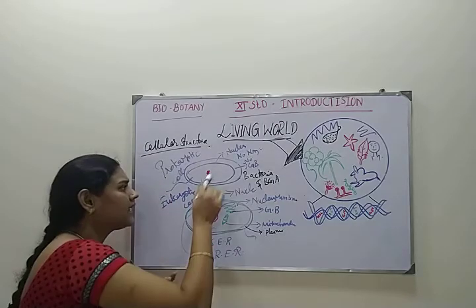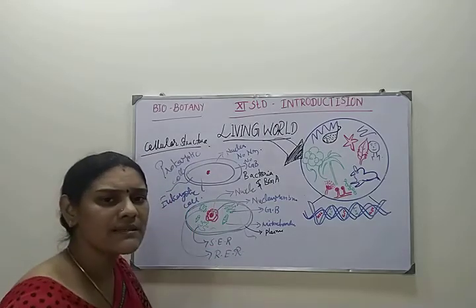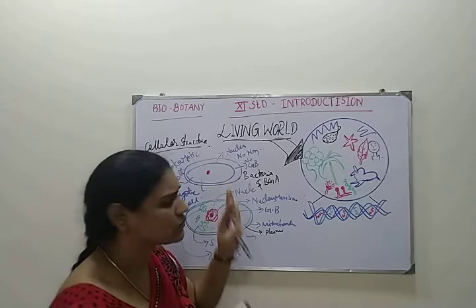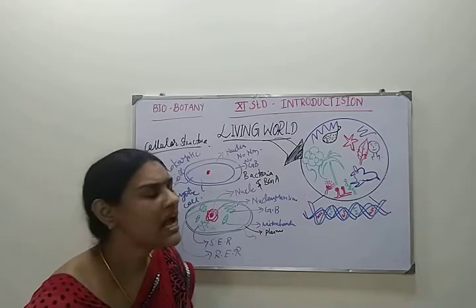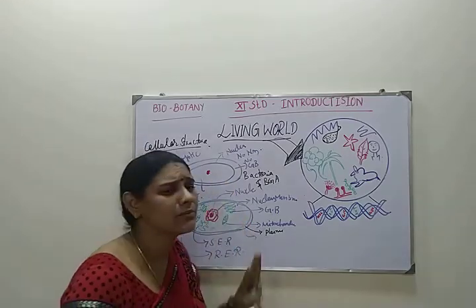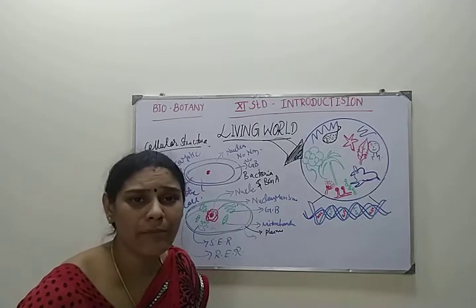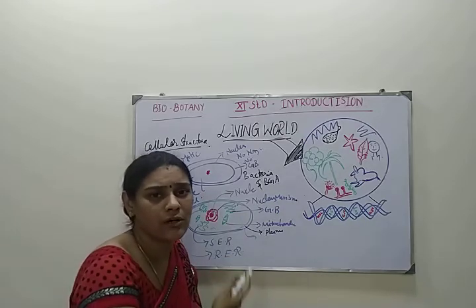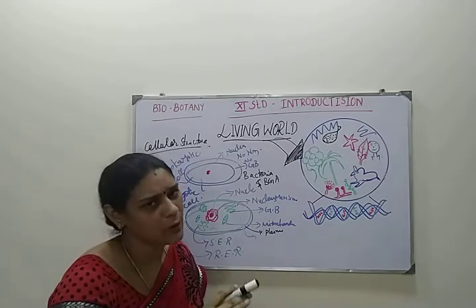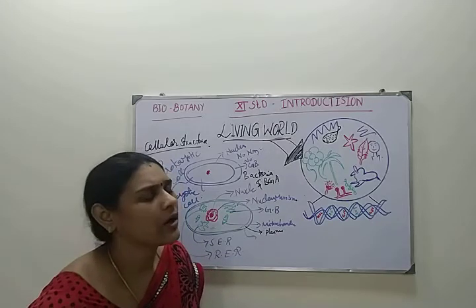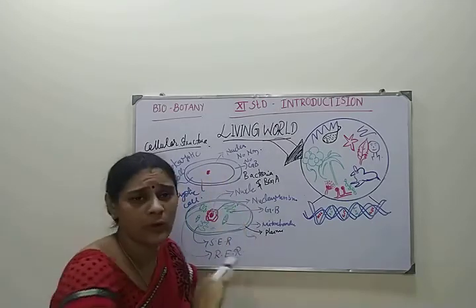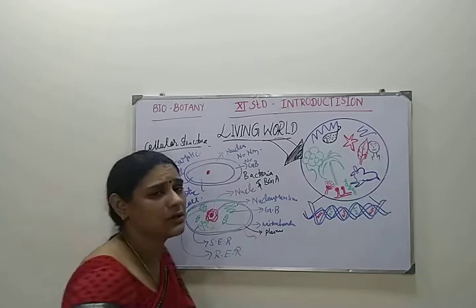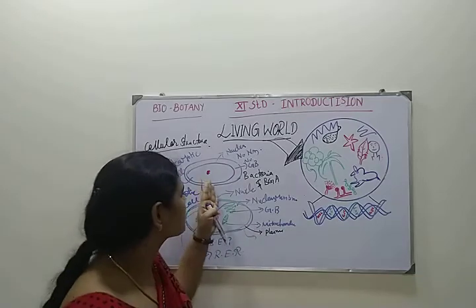So a prokaryotic cell has a very simple structure, consisting of a nucleus which is not covered by the nuclear membrane, and it does not have any membrane bound organelles. What are membrane bound organelles? Mitochondria, endoplasmic reticulum and Golgi bodies are called membrane bound organelles. There are no membrane bound organelles and there is no membrane around the nucleus. So the nucleus is a nucleoid.